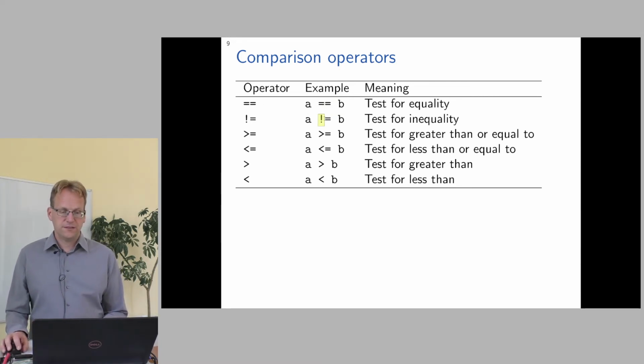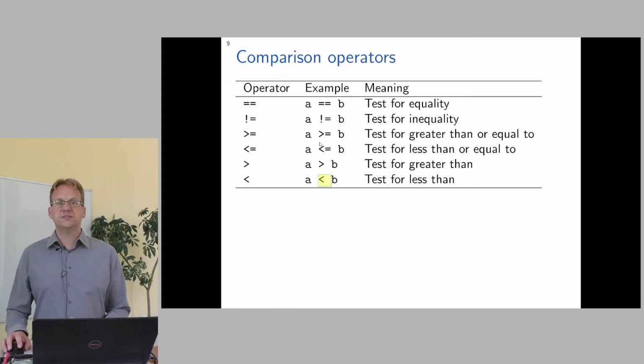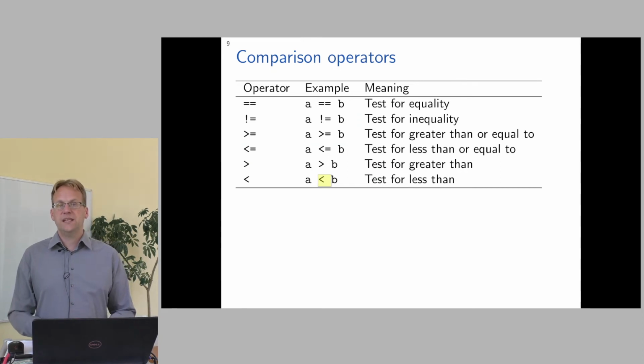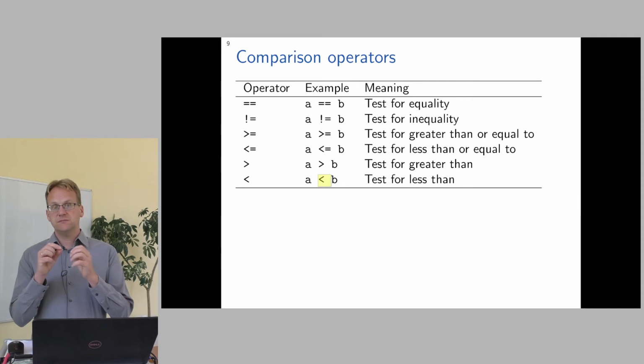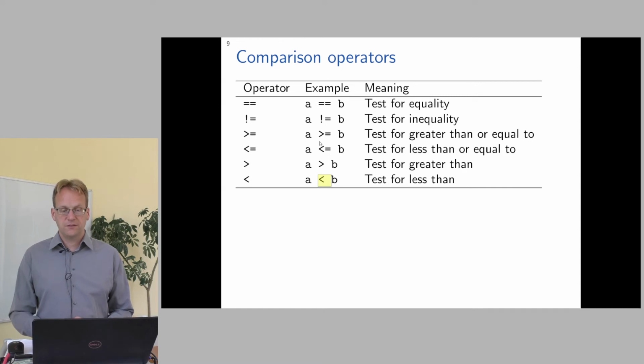Okay, then we have also the test for inequality, the test for greater than or equal to, the test for less than or equal to, the test for strictly greater than, or the test for strictly less than. And of course, especially these comparison operators, they are particularly often used in if statements. So if a double equal b, then do something. So that is basically where these comparison operators are often applied.